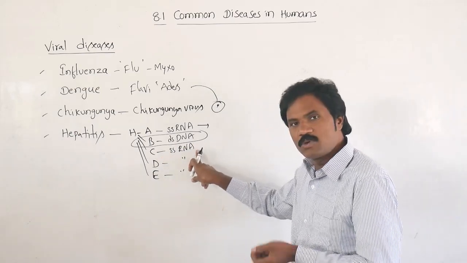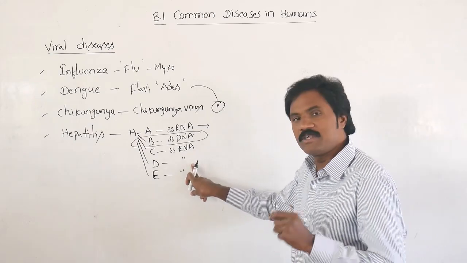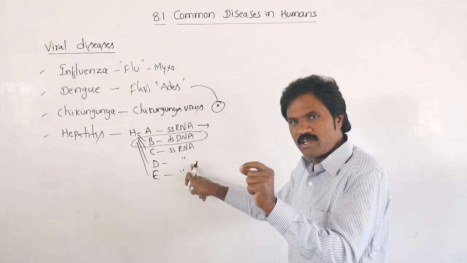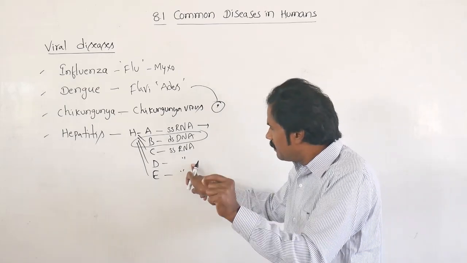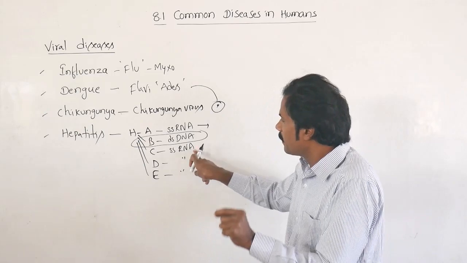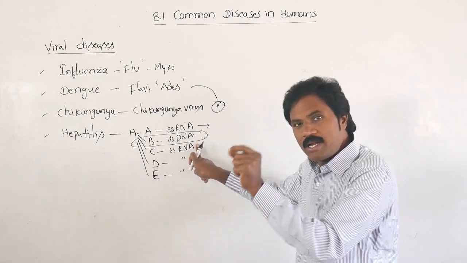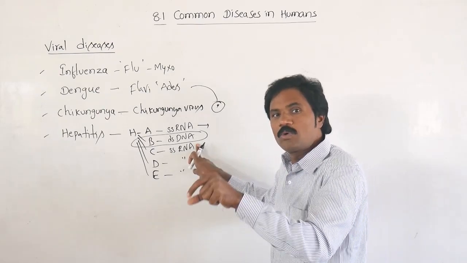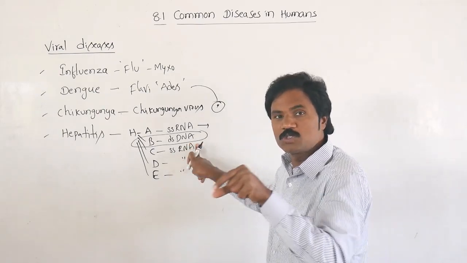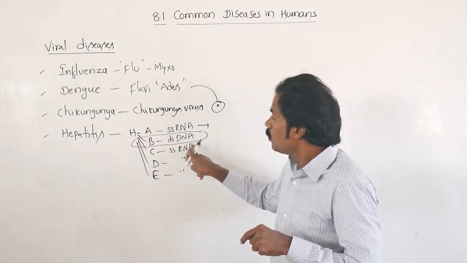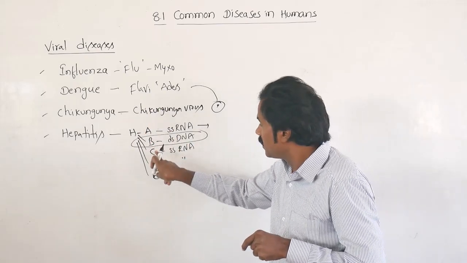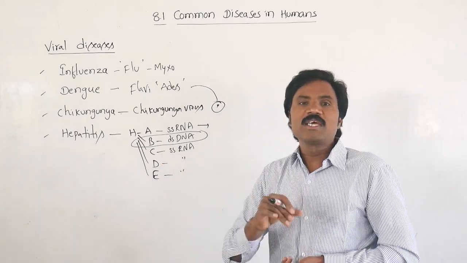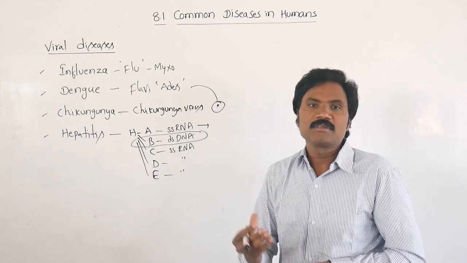Similarly, hepatitis C also spreads by blood and sexual transmission. Hepatitis D also blood and sexual transmission. That means whoever is suffering from hepatitis D, hepatitis C or hepatitis B, such a blood-infected person transmits it to a healthy person automatically. Or without proper protection during sexual contact, it also spreads. But hepatitis E is by oral as well as fecal transmission.